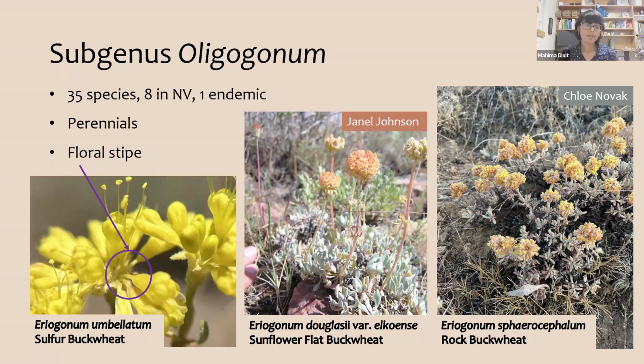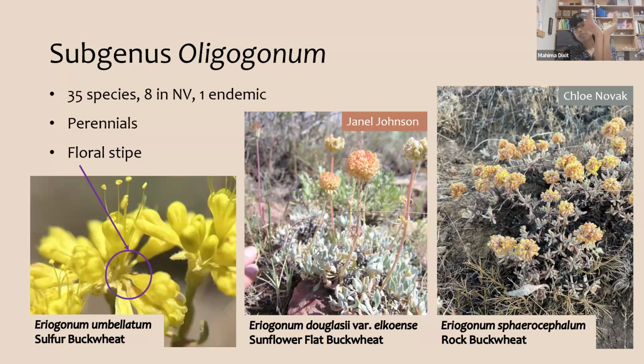Another physical characteristic they have in common is that they have what is called a floral stipe. I tried to show that in a photo here in the sulfur buckwheat, or Eriogonum undulatum. A floral stipe is a structure. Well, it's probably better explained if I say what it is when you don't have a floral stipe. So if you just imagine a flower like a tulip, and then my arm is like the stalk or the pedicel, there's a joint right here where the flower attaches to the pedicel.